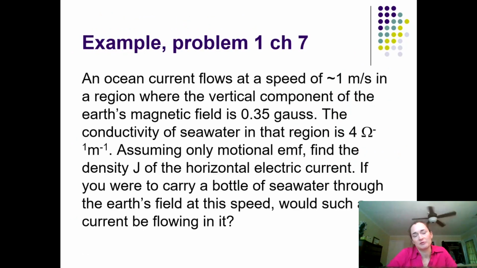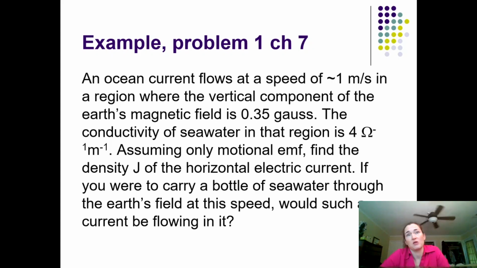Let's do an example problem because they're worth a million words, maybe even a billion. An ocean current flows at a speed of 1 meter per second in a region where the vertical component of the Earth's magnetic field is 0.35 Gauss. The conductivity of seawater in that region is 4 inverse ohm meters. So assuming that you have only motional EMF, find the current density J of the horizontal electric current.